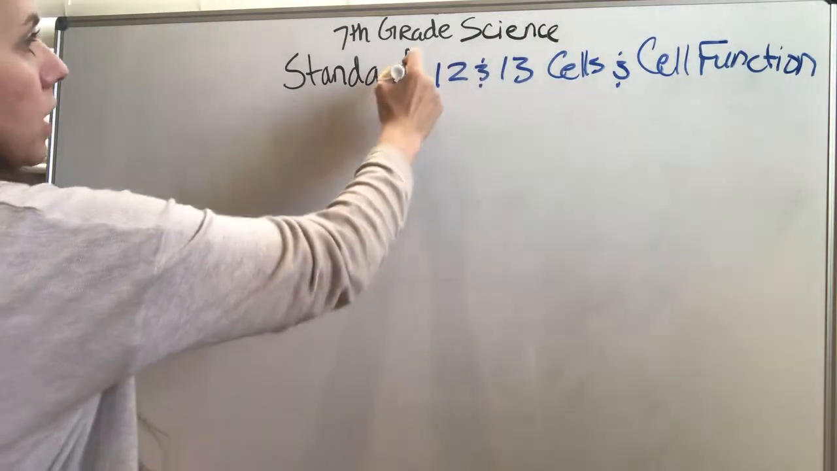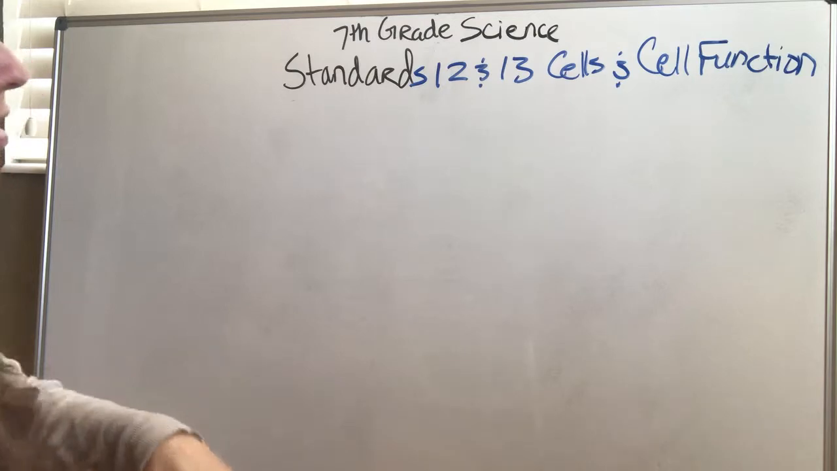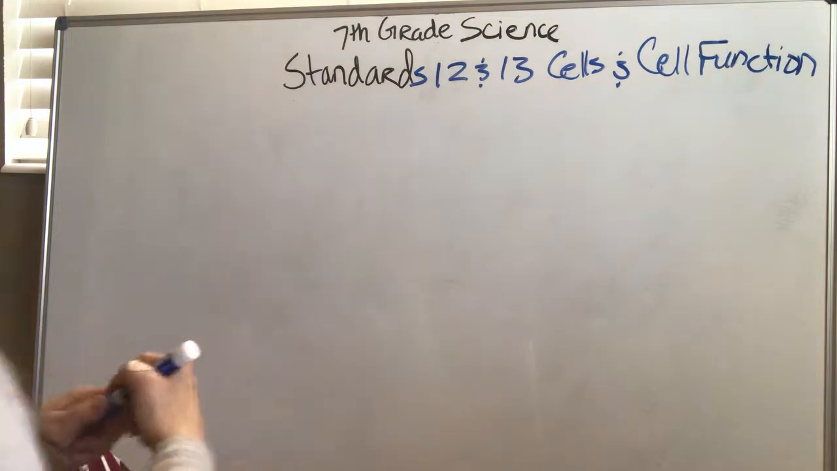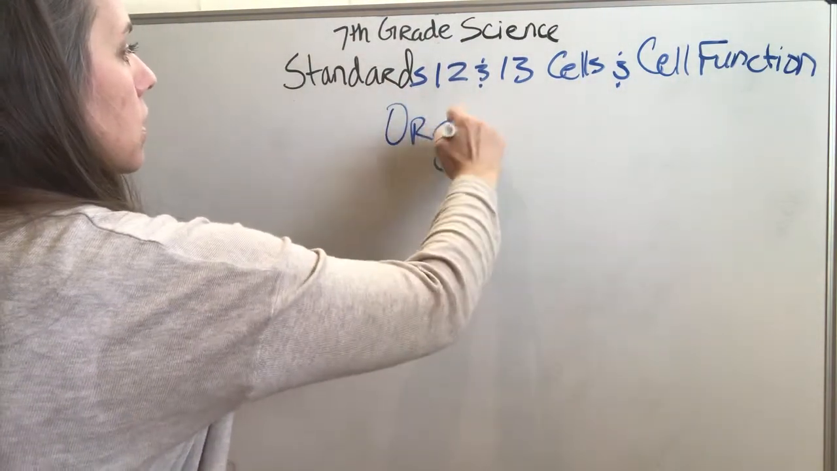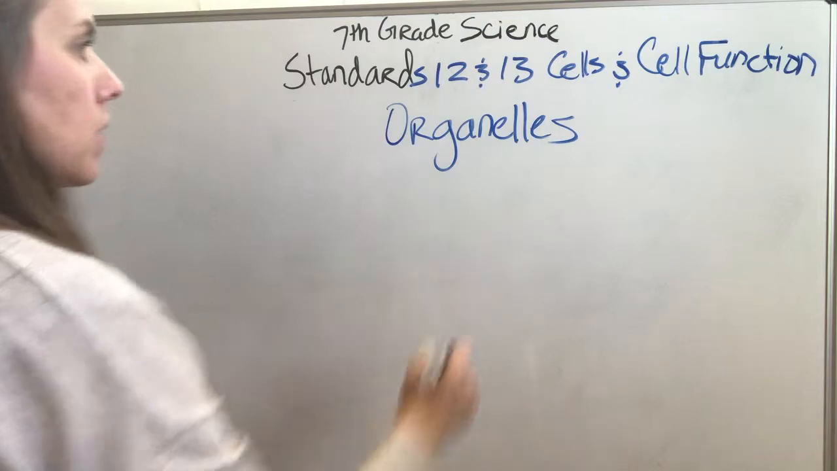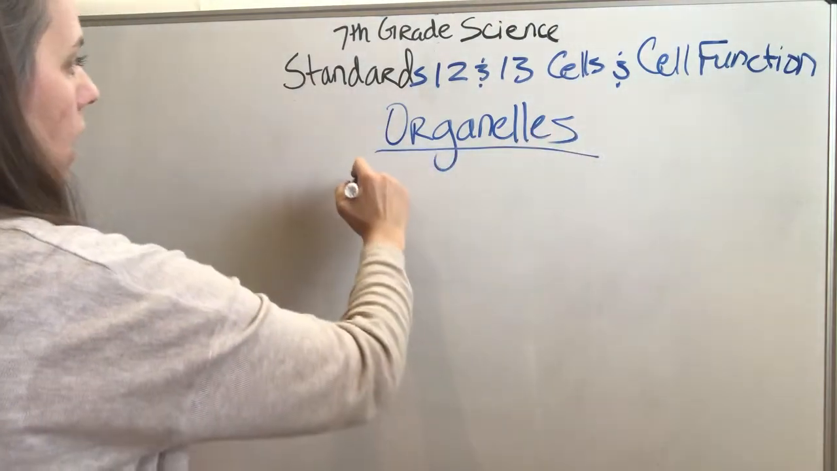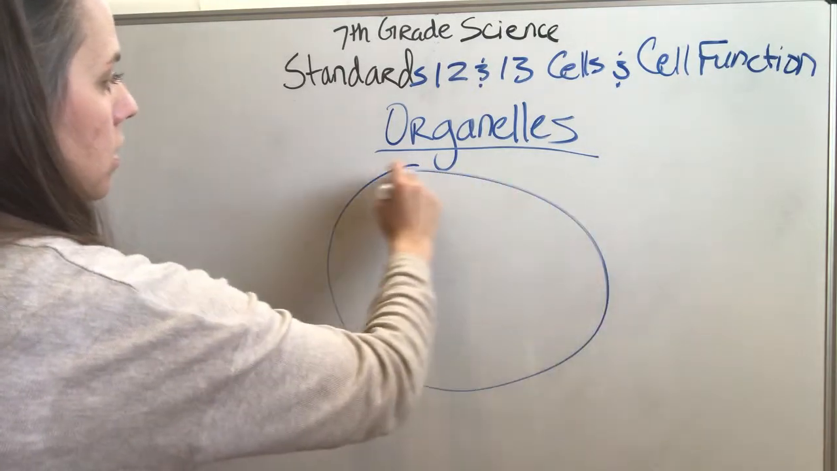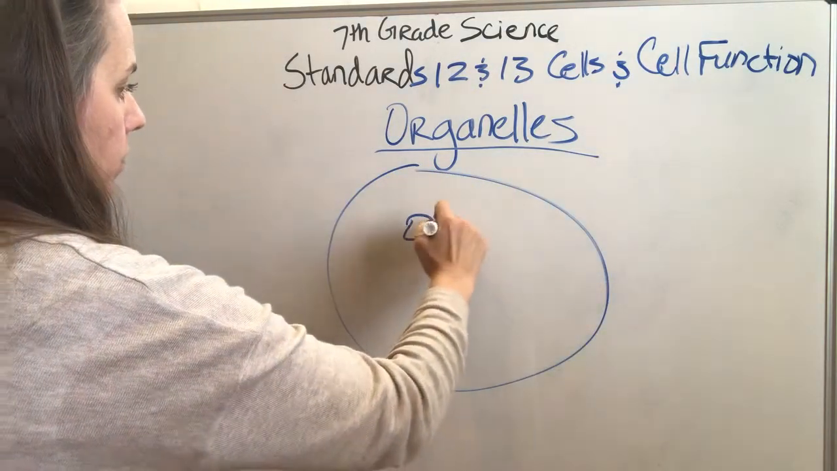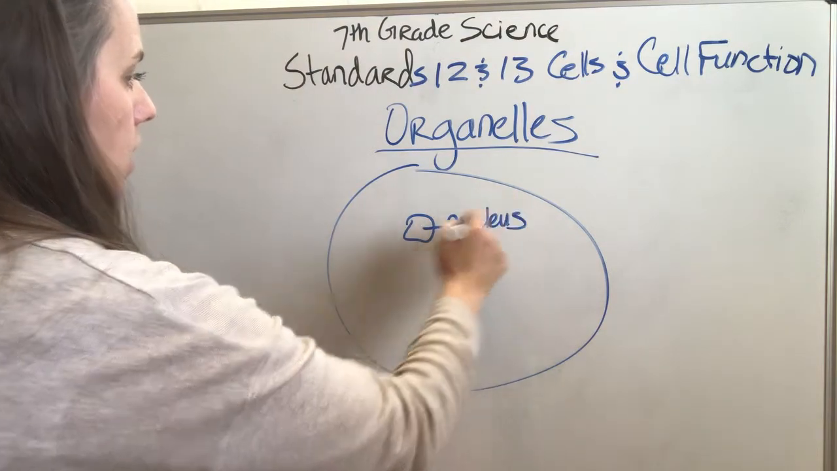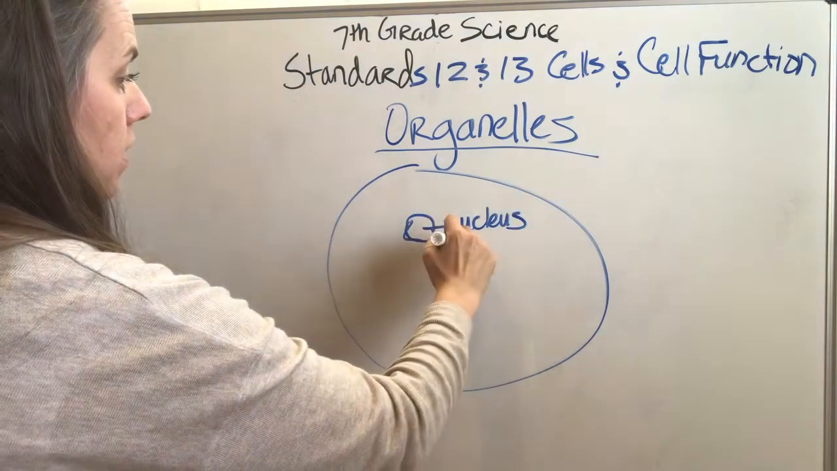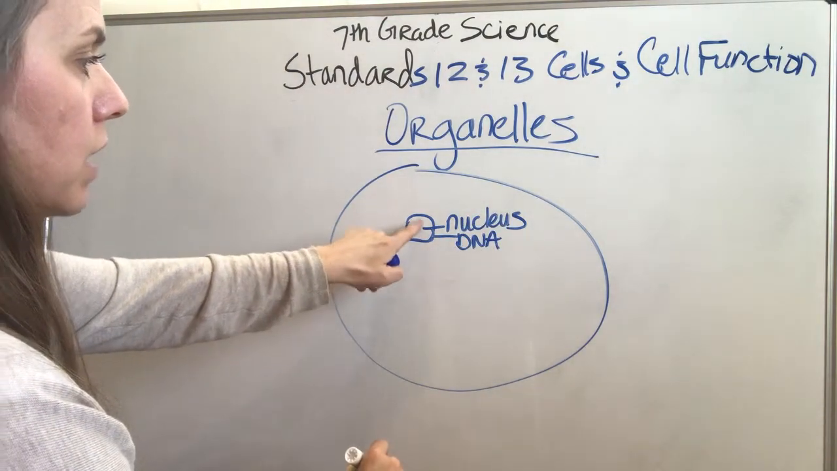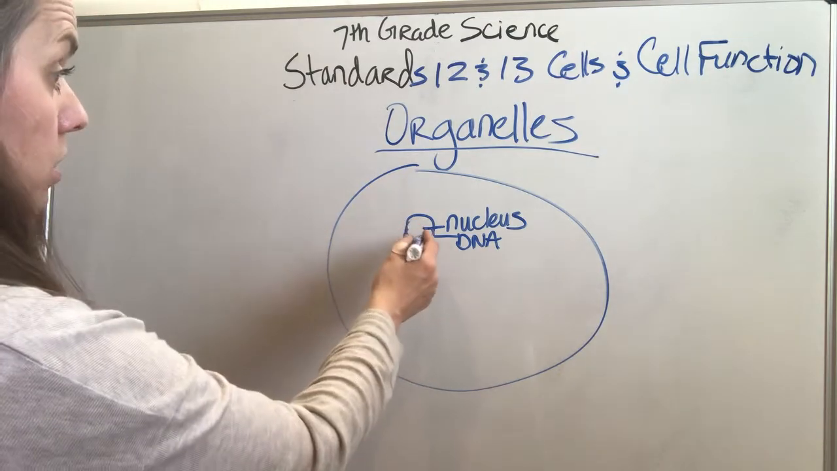Okay, standards, we'll take standards 12 and 13 together. Those are about cells and cell function. And this is when we just looked at the organelles starting out. So we know that cells have these like organs, mini little organs inside the cells. So the cells have a nucleus, and that's where all the DNA is. That's where the genetic replication goes on, right inside the nucleus. At least it starts there.